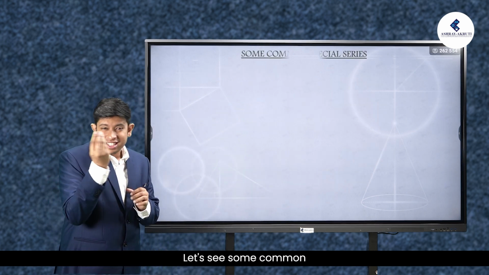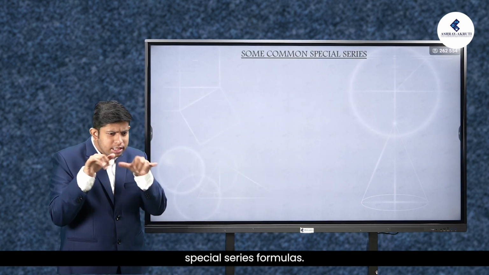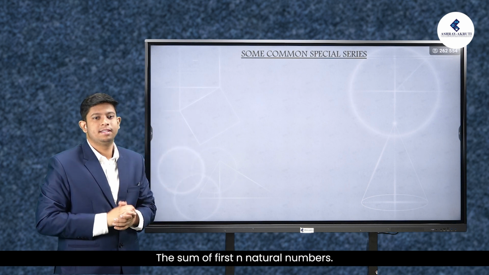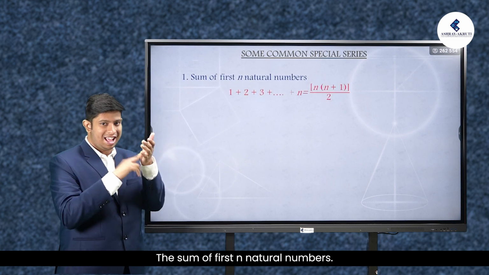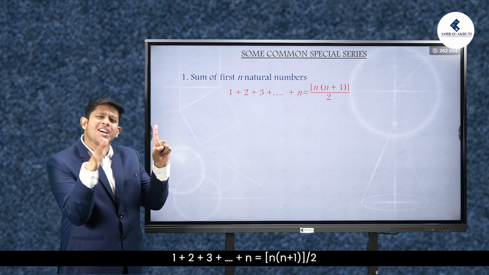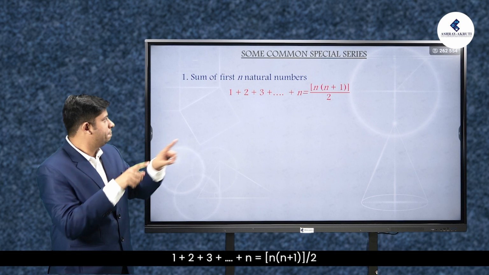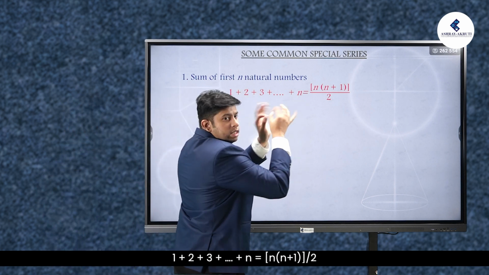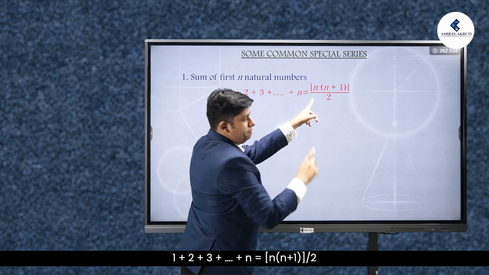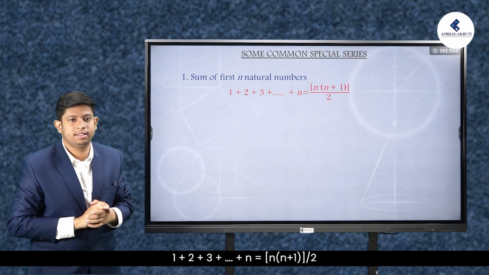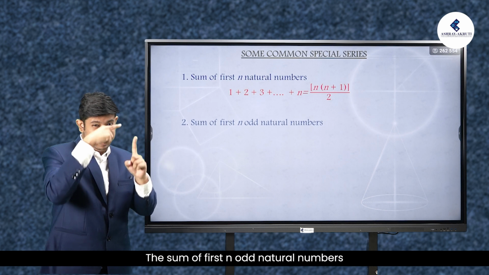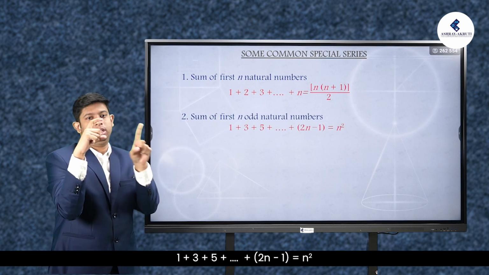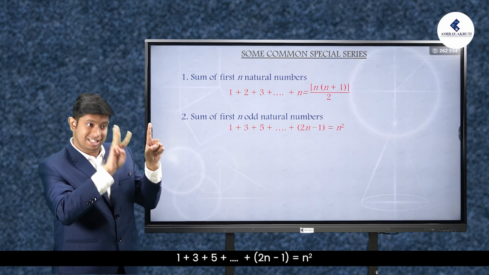Let us see some common special series formulas. The sum of first n natural numbers 1 plus 2 plus 3 so on plus n is equal to n into n plus 1 by 2. The sum of first n odd natural numbers 1 plus 3 plus 5 so on plus 2n minus 1 is equal to n square.